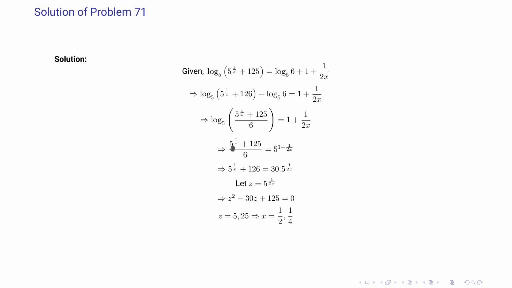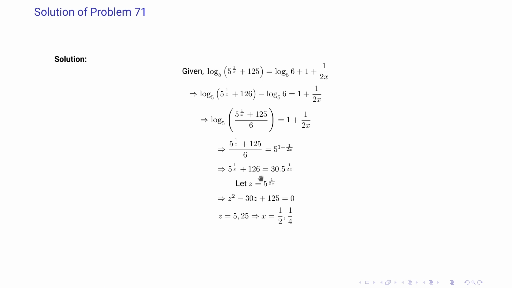So the left hand side will be 5 to the power 1 by x plus 125 by 6 is equal to 5 to the power 1 plus 1 by 2x. So we will take one power of 5 out from the right hand side. So it will be 5, and then we multiply with 6, it will become 30. So the right hand side will become 30 into 5 to the power 1 by 2x. Over here also it should be 125. I make lots of typing mistakes.